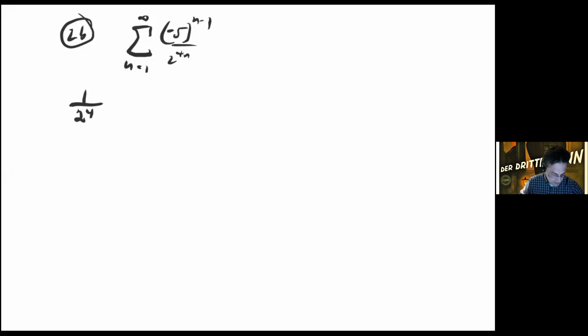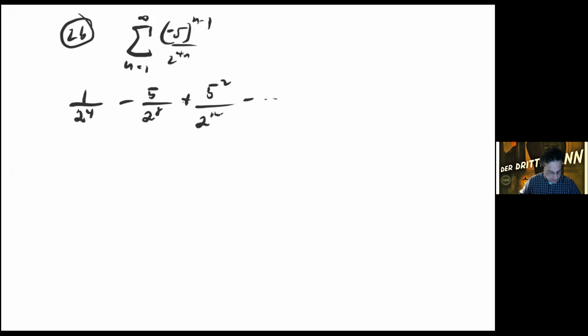When n is 1, you get (-5)^0, which is 1, over 2 to the 4th, which is, it looks to me like, 16. So let me just write 2 to the 4th. The next term, well, there's a sign change, and then there's a 5 over 2 to the 8th power. And then the next term is 5 squared over 2 to the 12th power, and so on.